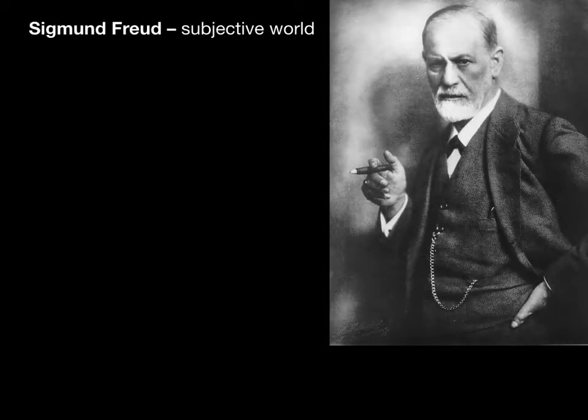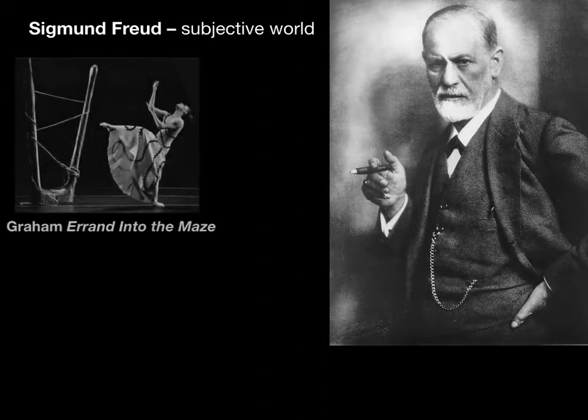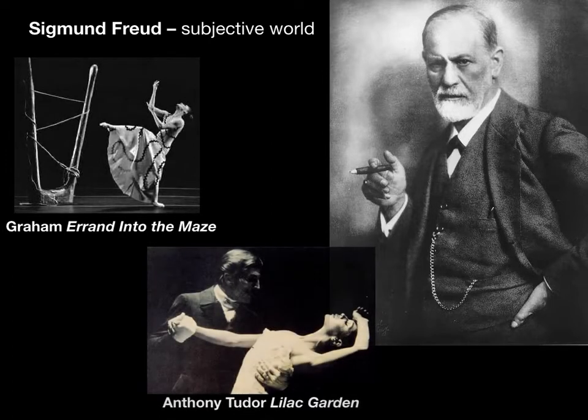Number 12, Sigmund Freud. The subjective world, really the unconscious as a generative source of behavior. And you see this also in Graham's work. I could have easily used Martha Graham's work as an example of the pressing of Freud and Jung's sensibilities into modern dance. You have to remember, her father was a psychologist. You see this sensibility, subjective work, in Graham's Errand into the Maze, and Lilac Garden by Anthony Tudor.